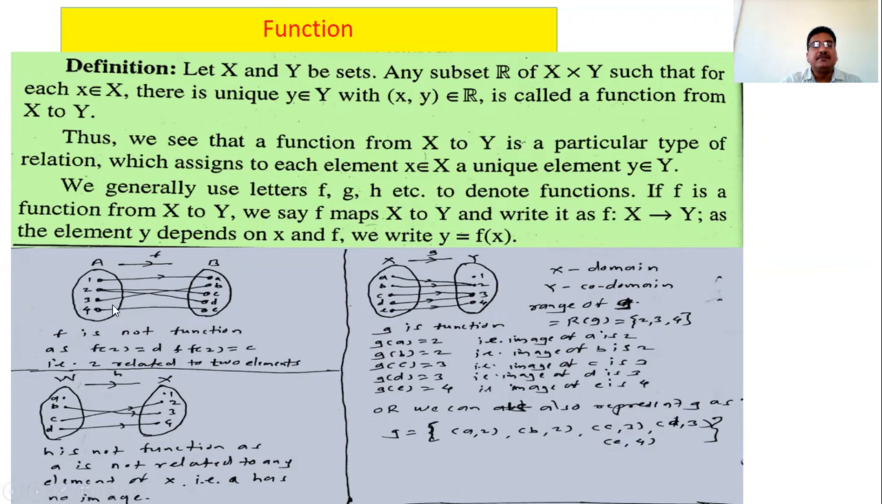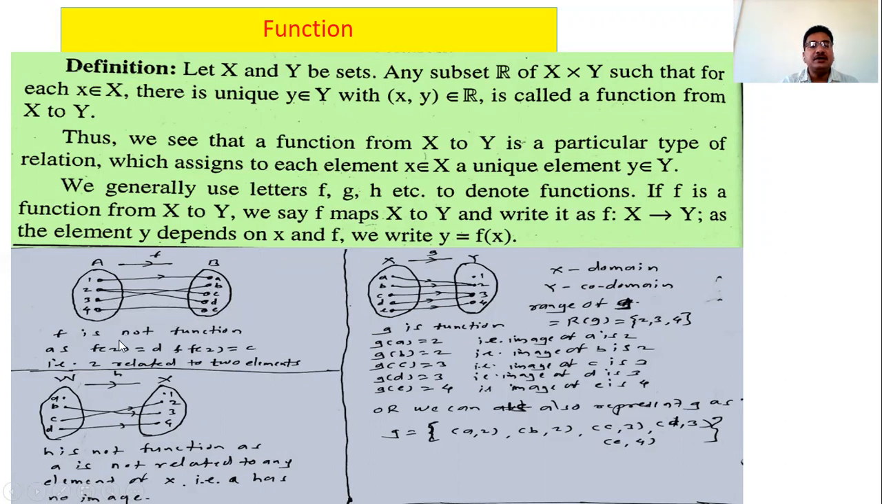In the first example, instead of X we take the set A, and instead of Y we take B. This F is a function from A to B, or not a function, just a relation from A to B. How can we define this relation? Under this relation, 1 is related to A. 2 is related to two elements, C and D. 3 is related to B, and 4 is related to C. Then this relation is not a function.